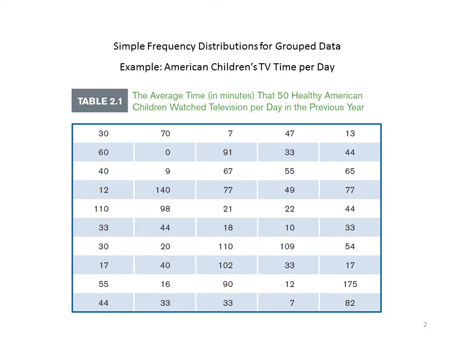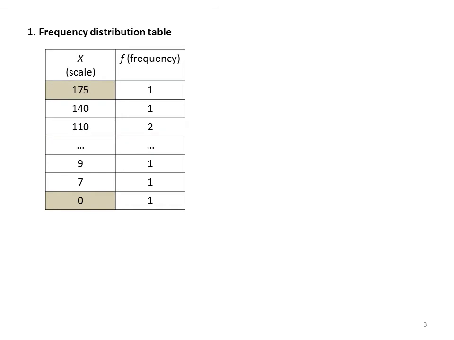Here is an example on page 32 in our text. If you are given this table of 15 numbers of American children's TV time per day, what are you going to do first? First thing we'll do is to put them in order in the frequency distribution table. There are two columns. We put in the X column the 50 numbers from the largest to the smallest and from the top to the bottom. In the Y column, we put in the frequency count for each number.